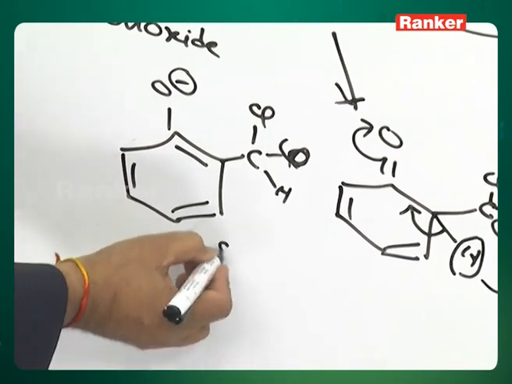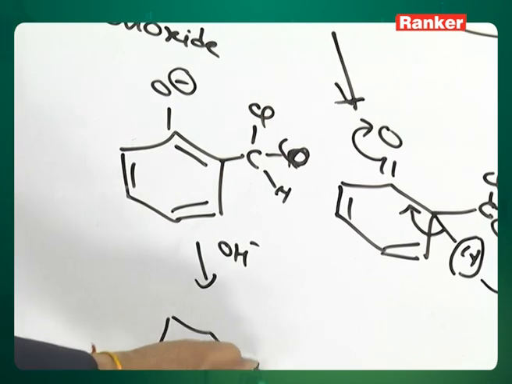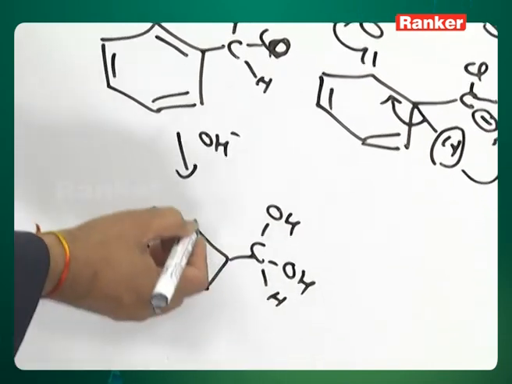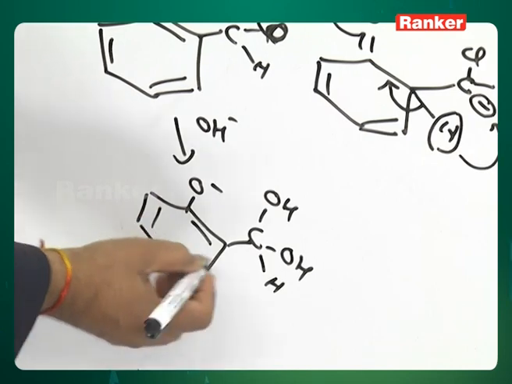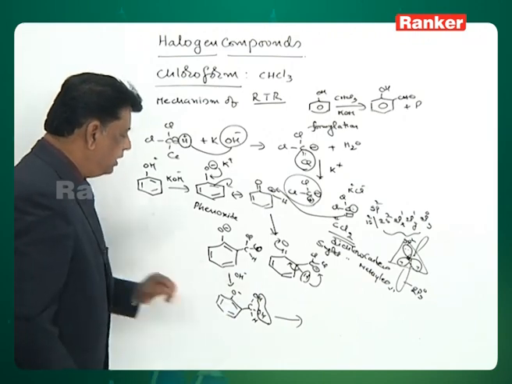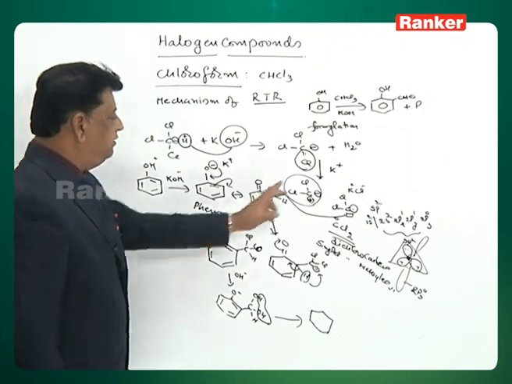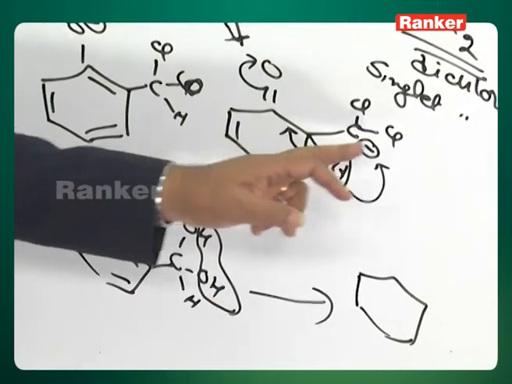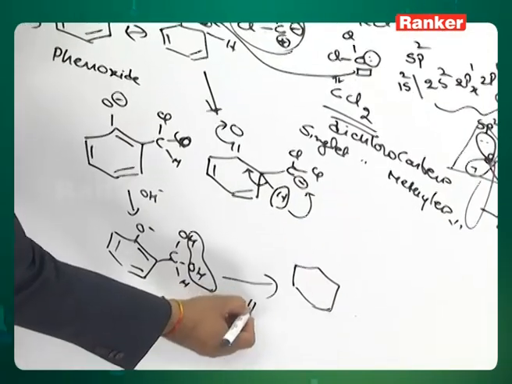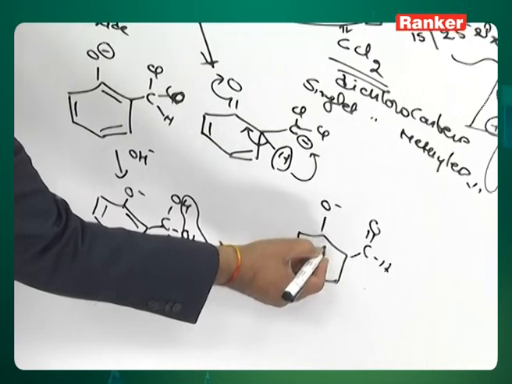Because of the basic medium, a strong base is there, so the 2 Cls are hydrolyzed to become 2 OHs. Subsequently you get a methyl group containing 2 OHs on a phenoxide. Now the 2 OHs are unstable, so a water molecule is eliminated and you get an aldehyde. So finally you got the answer. The group introduced is CCl2, but it is hydrolyzed to 2 hydroxy groups, and elimination of water gives the aldehyde function, with a phenoxide anion present.